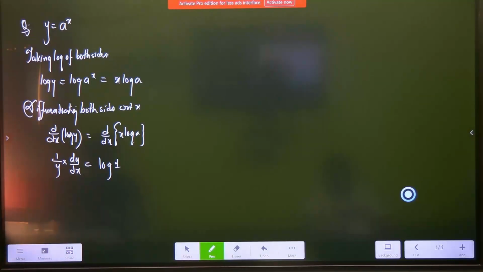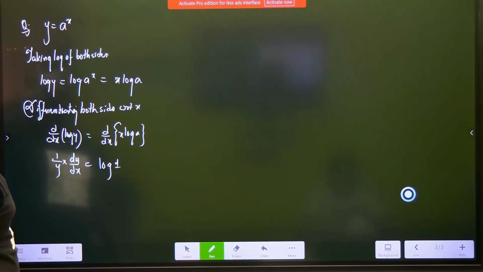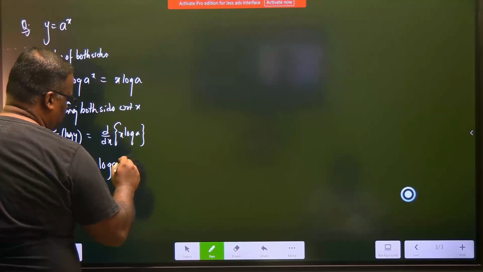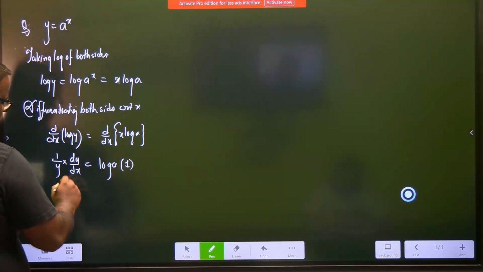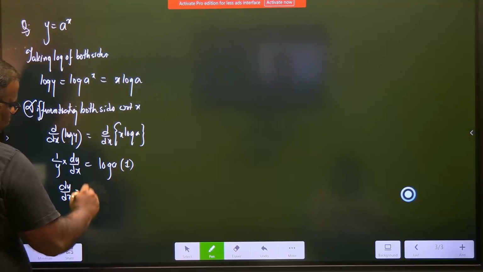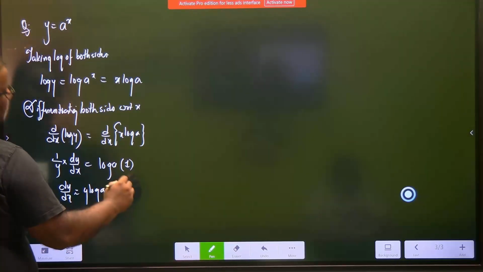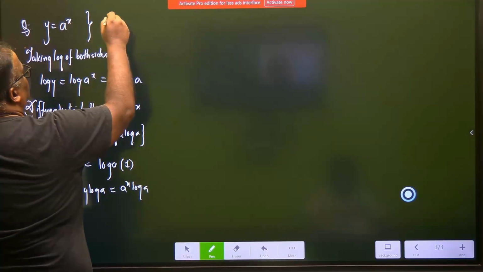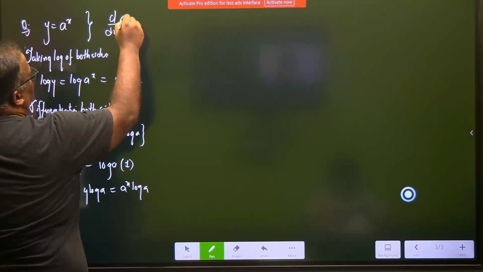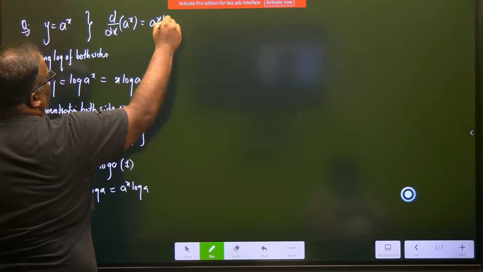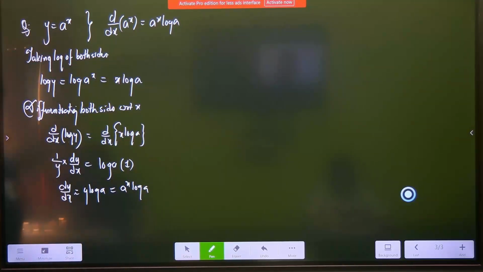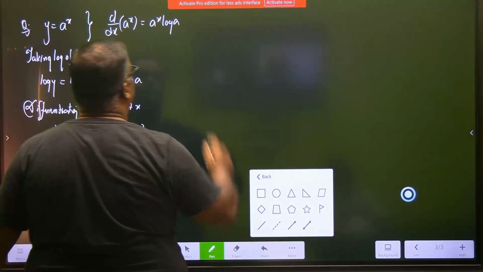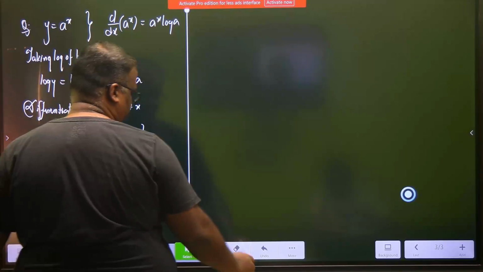Fine. And what do we have to find out? Sorry, what is the log a? And it is multiplied by 1. So we have to find out dy by dx, which is equal to y log a. And y is nothing but a to the power x, so a to the power x log a. So this is a standard formula, beta. d/dx of a to the power x is a to the power x log a. This is a standard. Fine.